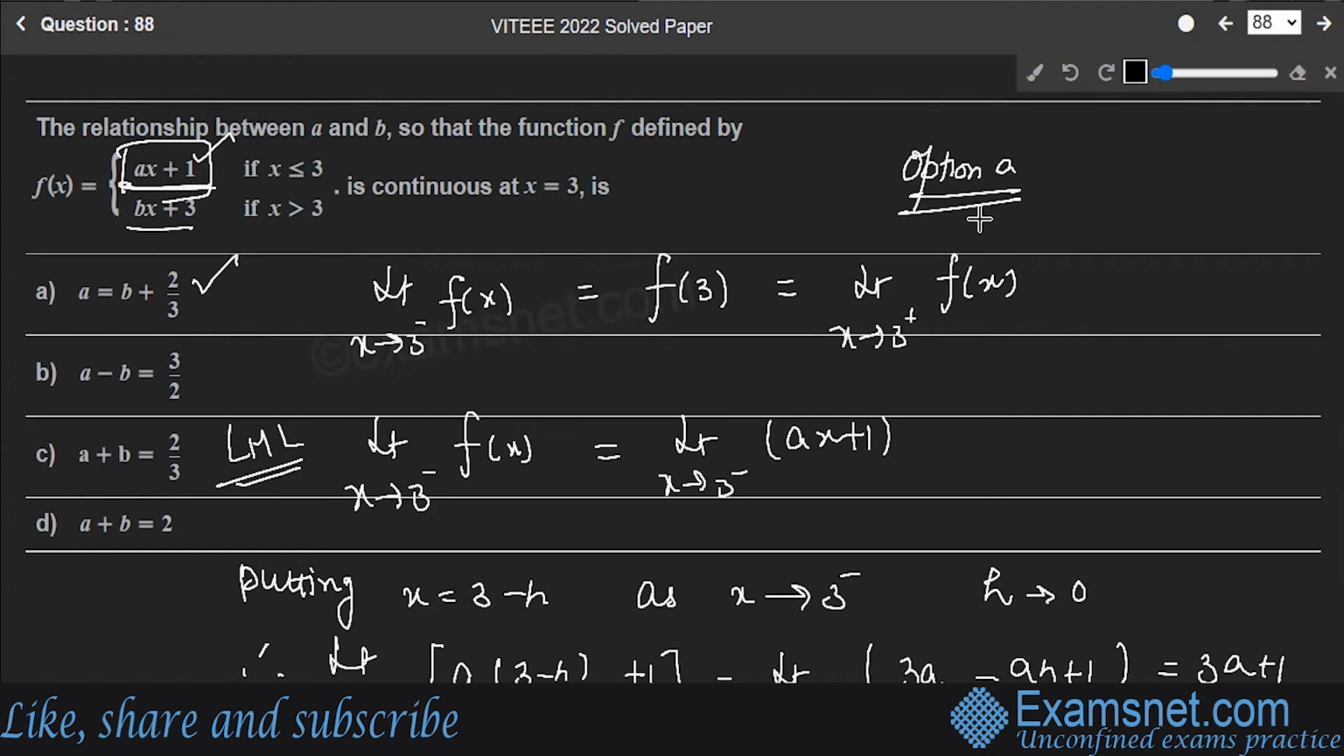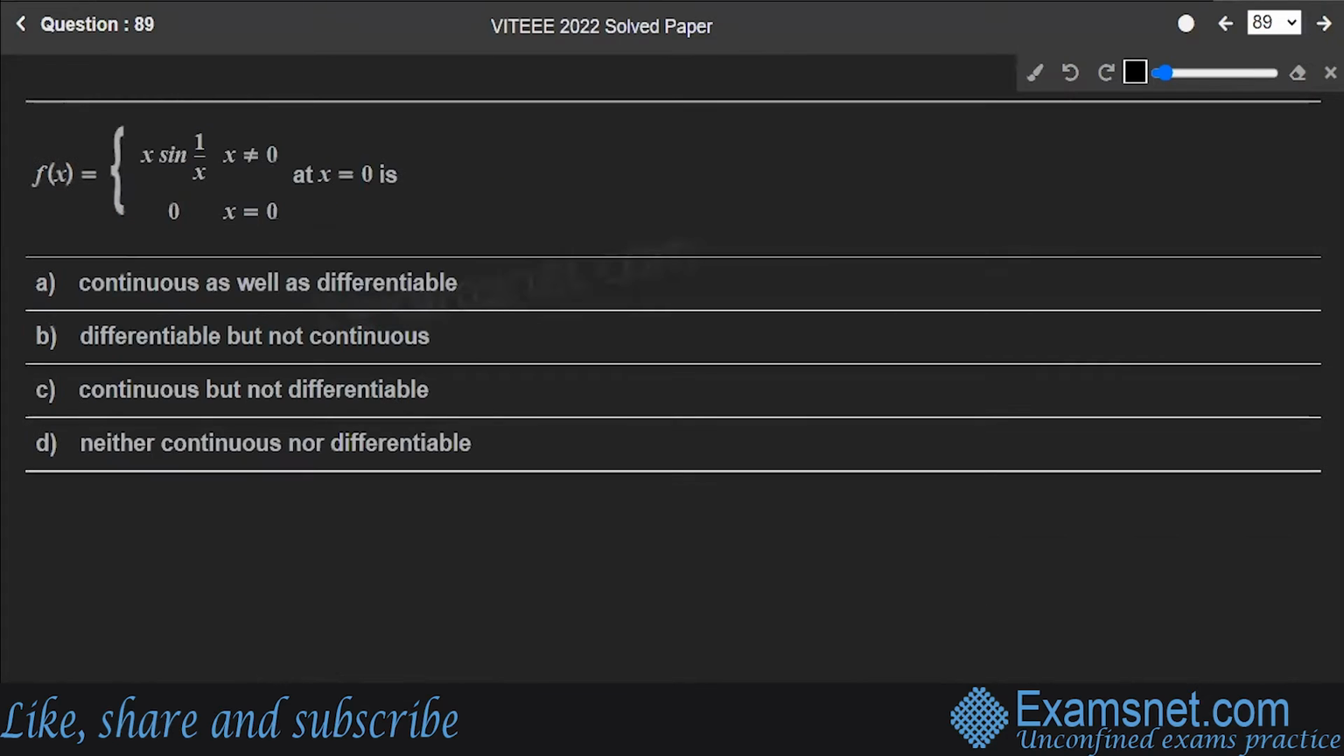Hope you understood this. Next is the 89th question. f(x) = x sin(1/x) when x is not equal to 0, and this is 0 when x = 0. Now at x = 0, is this continuous and differentiable, or differentiable but not continuous? We have to find out whether it is continuous or differentiable, then accordingly we will choose our choice.